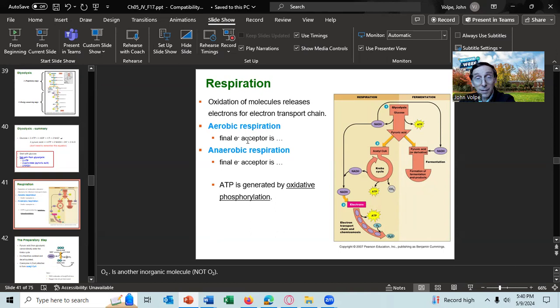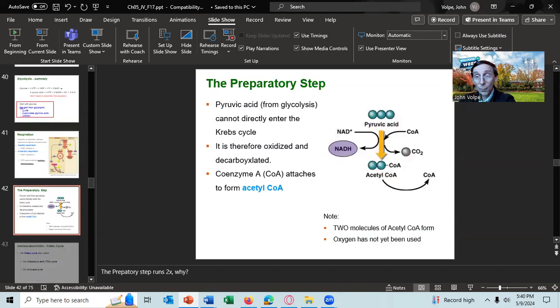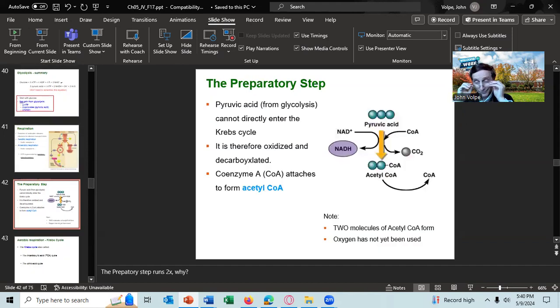And we're going to be talking about aerobic respiration. We will come back and talk about anaerobic respiration, comparing it to aerobic respiration. But in great detail, we're going to talk about aerobic respiration. But anaerobic respiration does have glycolysis. It does have the preparatory step, and it does have the Krebs cycle, but the electron transport chain is a little different. Meaning it does have the electron transport chain, but it's a little different.